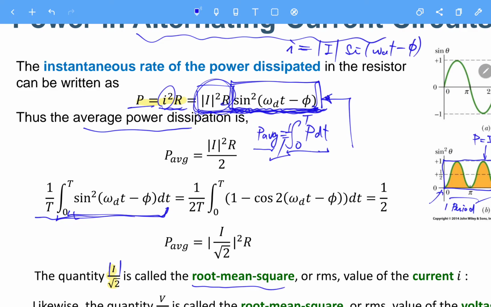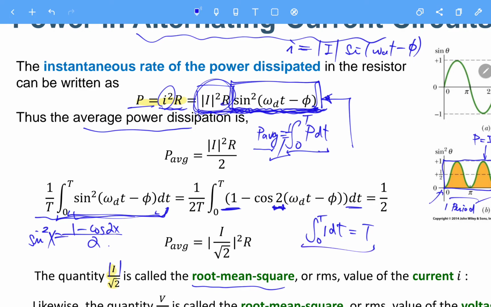This is sine square, and when you learn trigonometry, you know sine square of x equals 1 minus cosine of 2x, all over 2. We need this identity so that we can change it to 2 times omega t minus phi, and then 1 over T. For this integration, the integration of 1 dt from 0 to T is nothing but T.